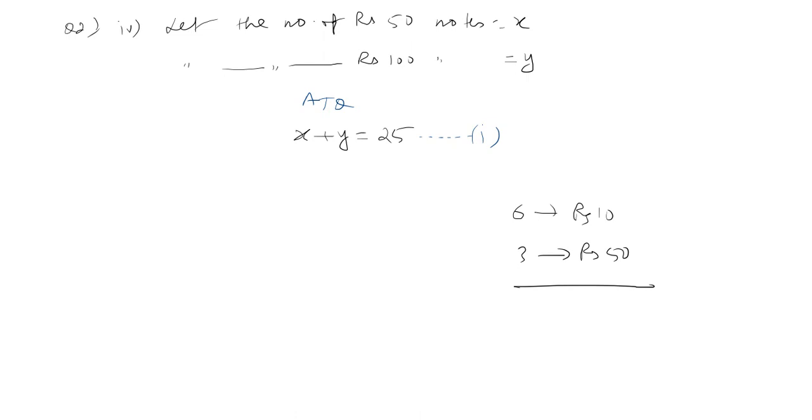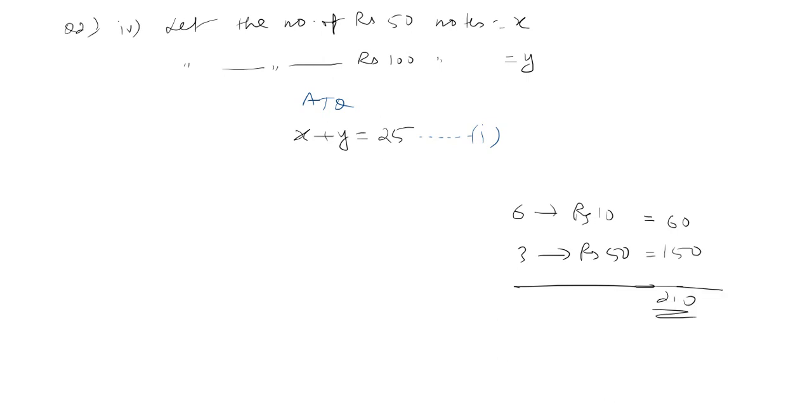In your wallet you have 6 notes of rupees 10 and 3 notes of rupees 50. In total how much money do you have? You have 210, because 6 notes of 10 rupees means rupees 60, and 3 notes of 50 means 150. So if you add, 210 rupees will be there.